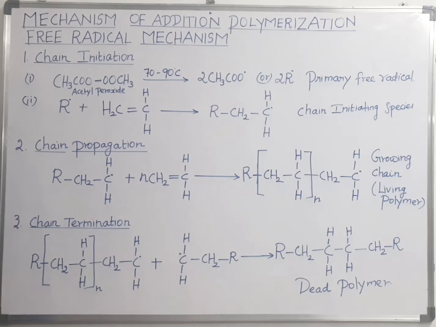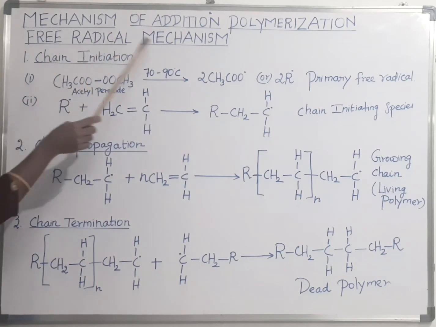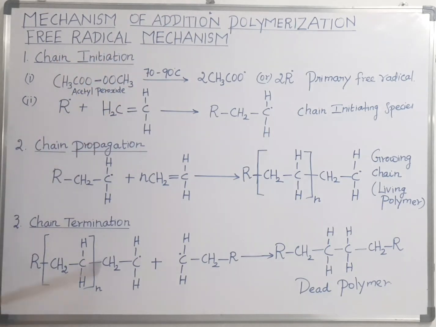Today we are going to see about the topic mechanism of addition polymerization, free radical mechanism. So this mechanism involves three main steps. First step is chain initiation, the second one is chain propagation, third step is chain termination. We will see the first step, chain initiation. This step involves two reactions.